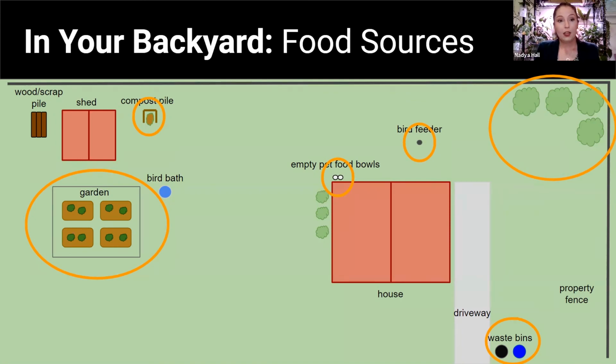Compost pile. If you don't have the meats and the dairies and the fish and the oil, you're much less likely to attract animals, especially if you have it covered. But once an animal is in the area, if that food is readily at that point available, they will absolutely take advantage of it. Empty pet food bowl.